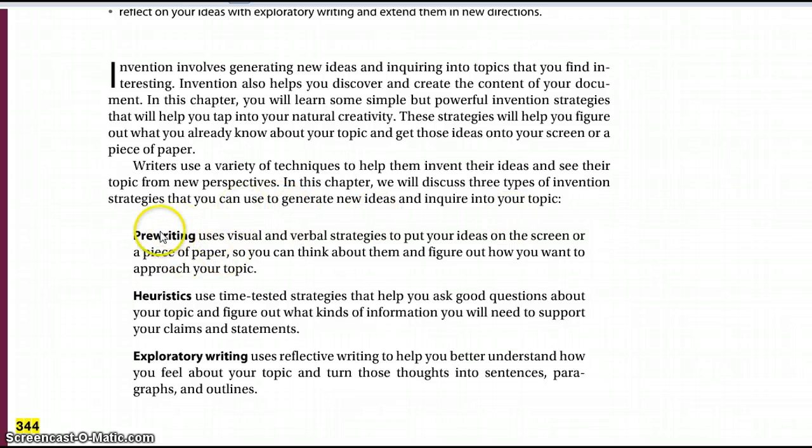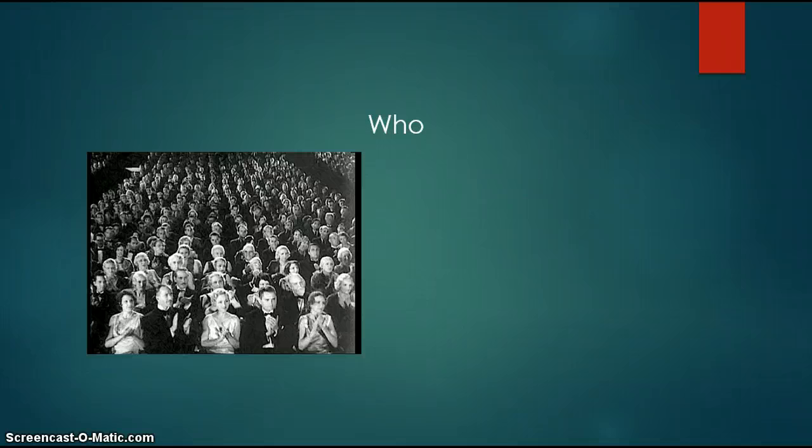This chapter takes you through pre-writing. It takes you through heuristics, which is just a fancy way of saying questioning, and it takes you through exploratory writing. So as you go through the chapter, think of what really works the best for you as you work toward invention.